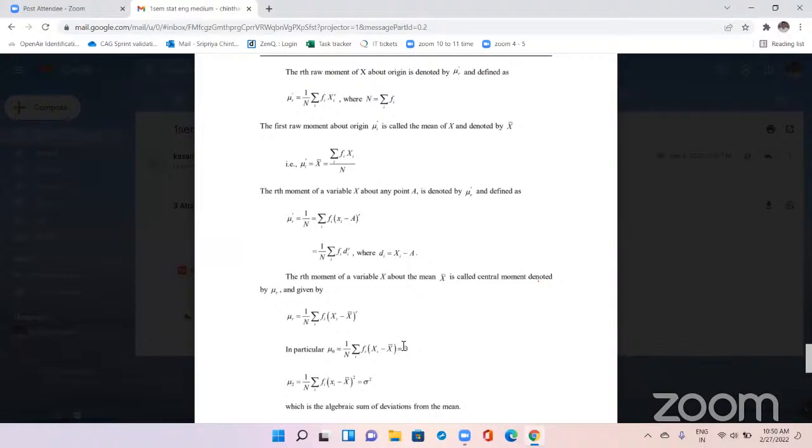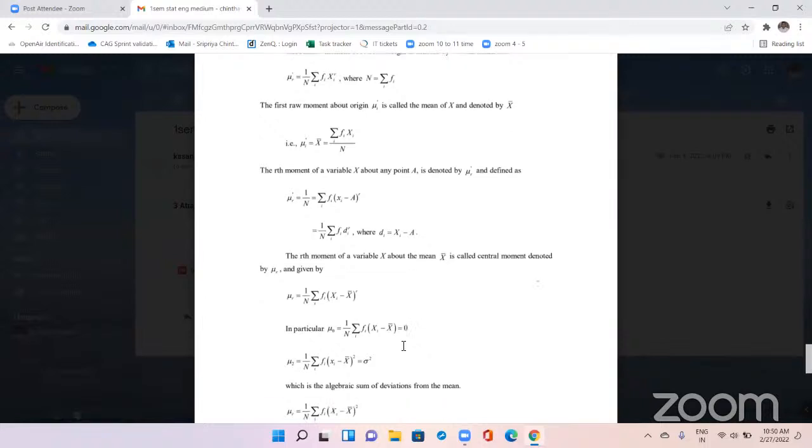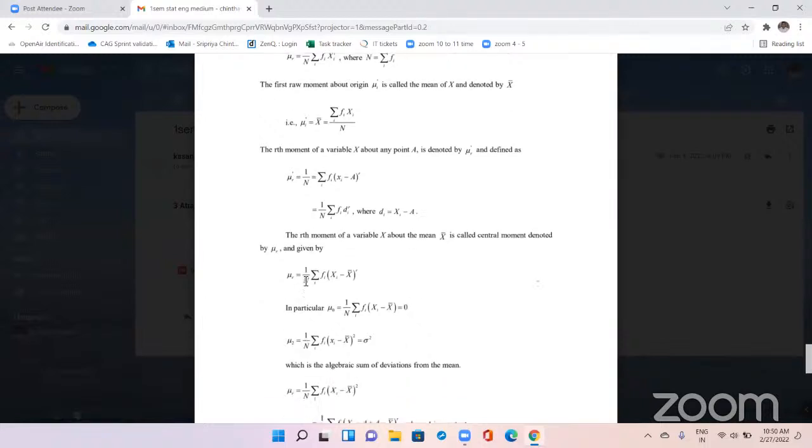Can you speak in English, sir? Yeah. Here mu r is equal to 1 by n sigma fi into xi minus x bar whole to the power of r. When you are taking r equal to 0, any number to the power 0 is equal to 1. That is 1 by n sigma f. So sigma f is equal to n, and n by n is equal to 1.